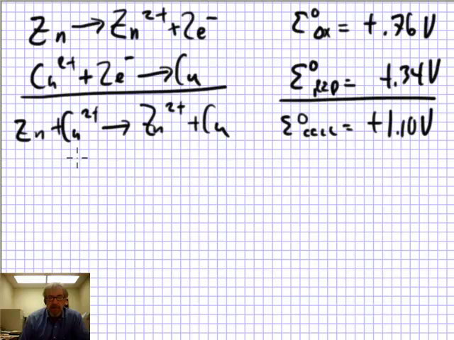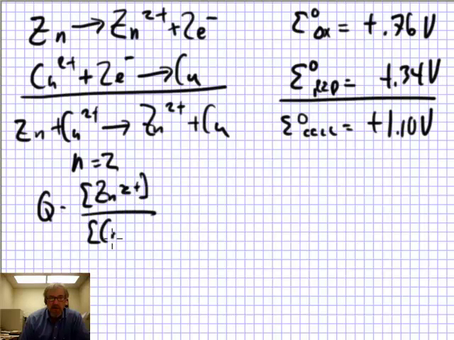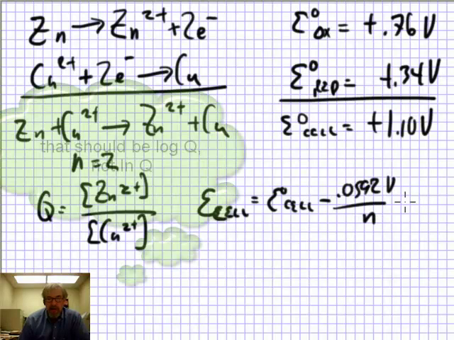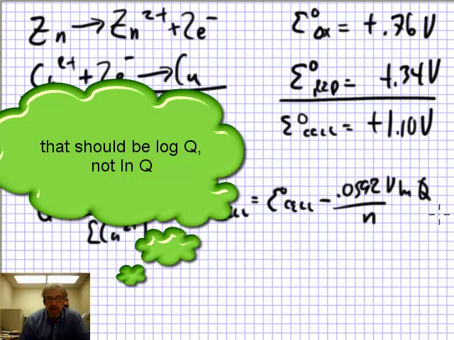N, the number of electrons transferred, is going to be 2. And Q will be defined by the concentration of zinc ions divided by the concentration of copper 2 ion. So using the Nernst equation, E cell equals E naught cell minus 0.0592 volts divided by N times the natural log of Q, we should be able to predict what the actual cell potential will be here.